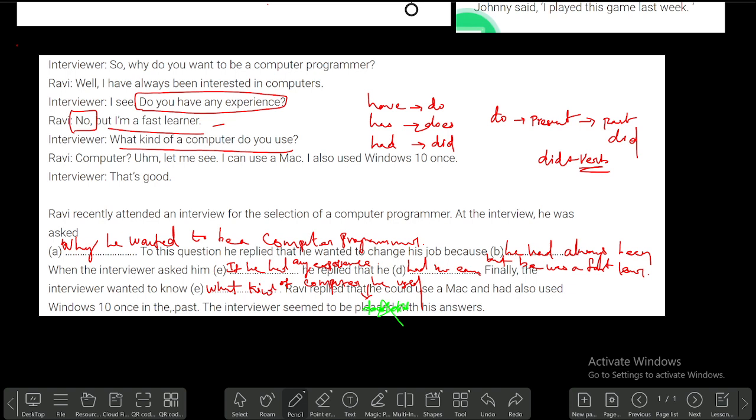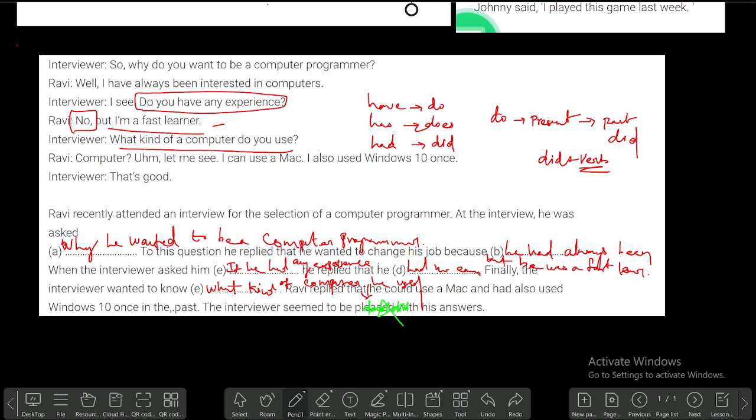Then what happened for the last one? That is also the same formula. What kind of computer do you use? How many people have done that? The last question also I did perfectly, sir. Both questions: why do you want to be a computer programmer, and what kind of computer do you use? Both I have changed. See here, nearly half of them raised their hands, which means both are in the same format. So you have to think twice and then make your answer.